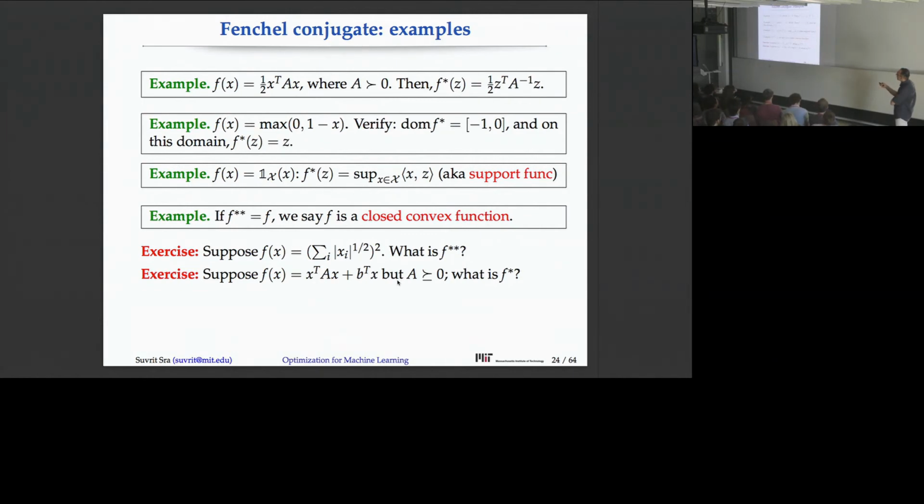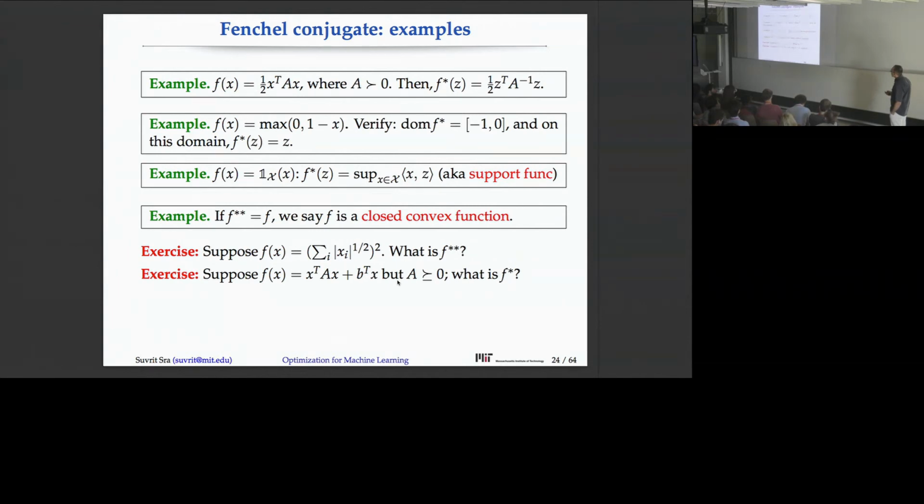It takes some exercise to find out what the Fenchel conjugate is. Unfortunately, there was no perfect way to order these. To obtain f star, you have to actually solve an optimization problem, and I've not yet talked about solving optimization problems. I'm just describing notation so far. This is called the hinge loss, which comes up in support vector machines. You may have seen that.